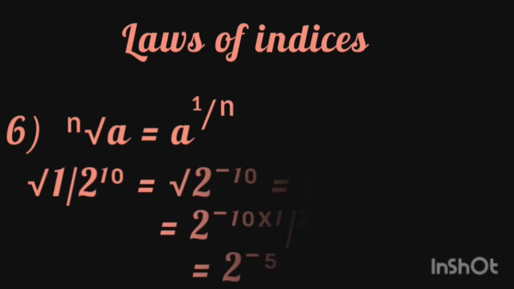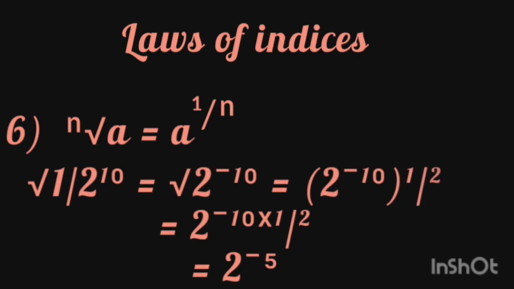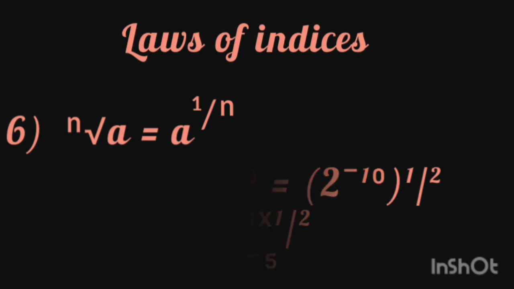Another example, we have the square root of 1 over 2 raised to the power 10. As we have seen earlier, for 1 over any number, if you remove the 1, you put a negative sign in front of the power. So we have the square root of 2 raised to the power minus 10. And square root is the same thing as a number raised to the power half. So 2 raised to the power minus 10 times half will give us 2 raised to the power minus 5.